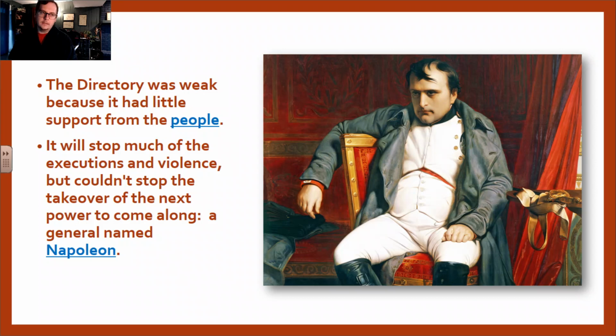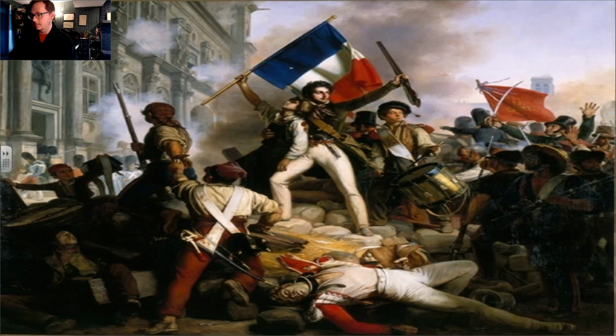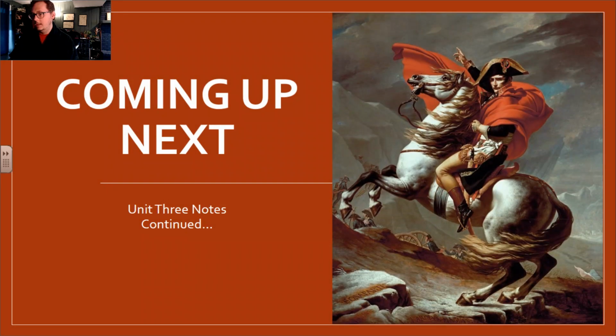You look at U.S. presidents, anytime we've had a huge war hero, they usually end up being president. Look at Dwight D. Eisenhower, Ulysses S. Grant, Andrew Jackson, George Washington, and the list goes on. Theodore Roosevelt, all of these presidents. Because war heroes are very popular as presidents. And so that is the end of the French Revolution notes.